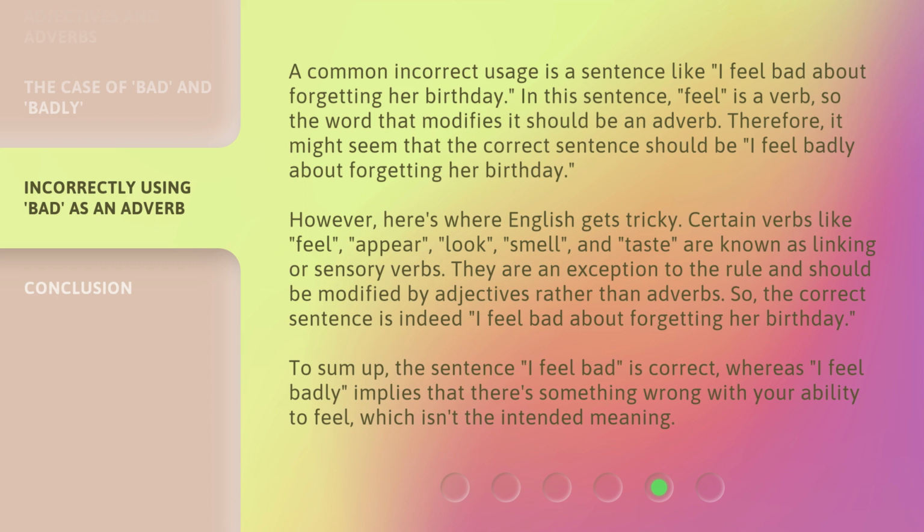However, here's where English gets tricky. Certain verbs like feel, appear, look, smell, and taste are known as linking or sensory verbs. They are an exception to the rule and should be modified by adjectives rather than adverbs. So, the correct sentence is indeed, "I feel bad about forgetting her birthday." To sum up, the sentence, "I feel bad," is correct, whereas, "I feel badly," implies that there's something wrong with your ability to feel, which isn't the intended meaning.